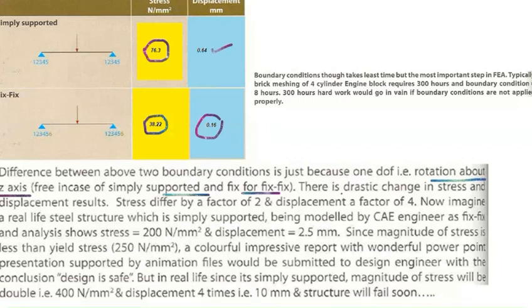So there is a drastic change in the stress and displacement results. You can see there is a drastic change in the stress as well as the displacement results. The stress differs by a factor of 2. You see that the stress 76 becomes 38, almost half, right? It differs by a factor of 2.